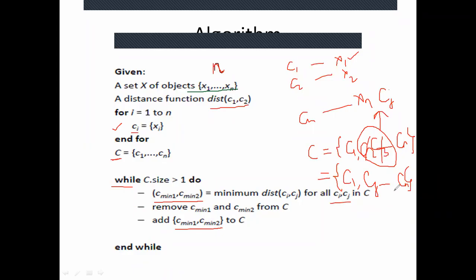Suppose again that something is coming out to be Cn minus 1 and Cn. So you will merge them into one, and the number of clusters would be reduced. This way we keep doing it until the size of that is 1. When the set has only one cluster, suppose that cluster is represented by C1, you will come out of this while loop.